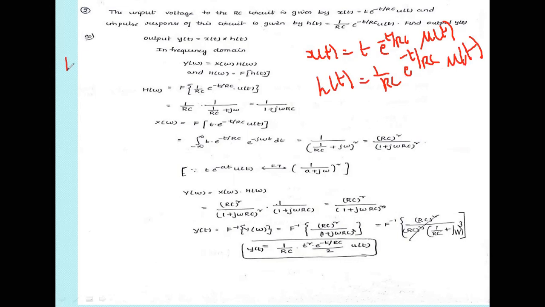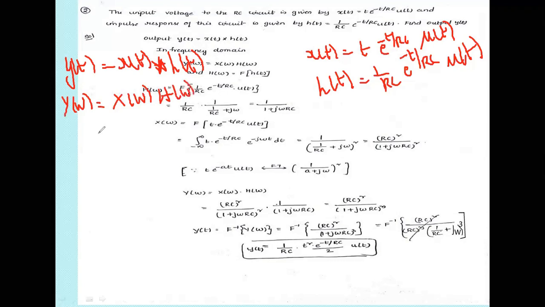So the output y of t is equal to, with the two inputs, x of t convolved with h of t. Using one of the properties, convolution in the time domain is product in the frequency domain, H of omega into X of omega. What is the X of omega? X of t is given as t into e power minus t by RC into mu of t, meaning e power minus at mu of t is 1 by a, where a is here 1 by RC plus j omega. Since t is multiplied, it becomes a whole square.